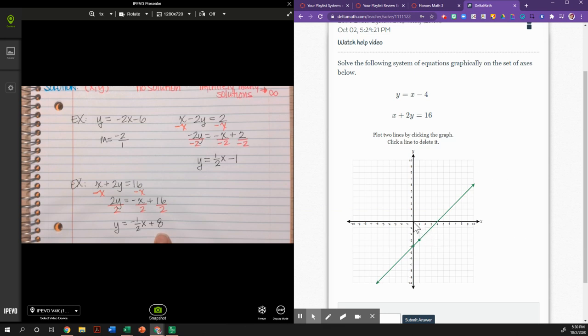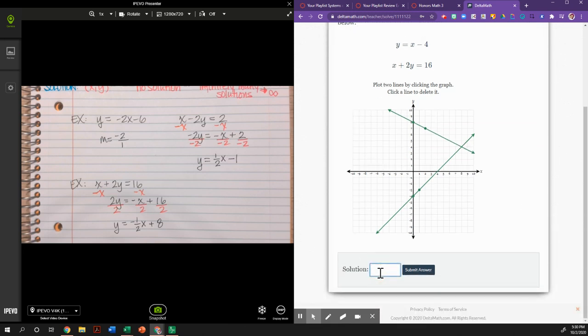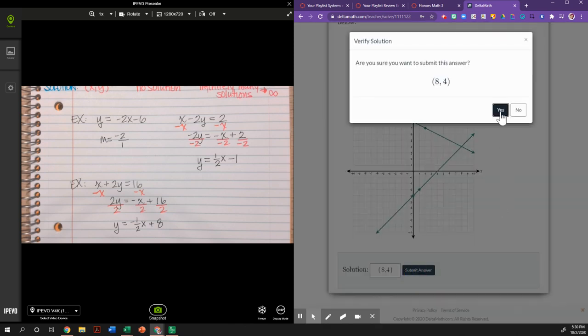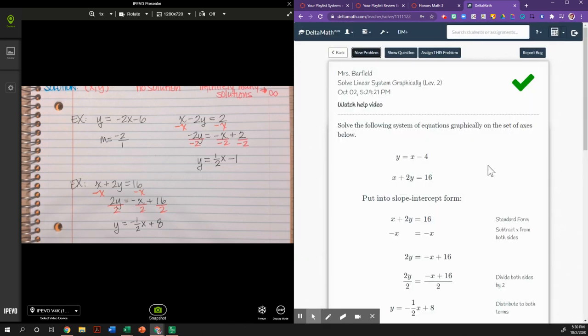So that means this line crosses at 8, so I go up to 8, click on it, and then my slope is down 1 over 2, and then my two lines cross at left 8, 8 up to 4, so 8 comma 4. So parentheses, 8 comma 4, close my parentheses, submit my answer, and I got my green check.